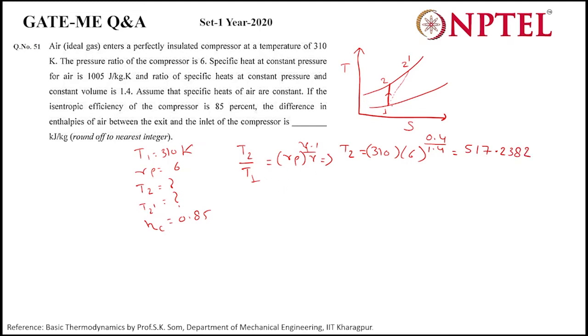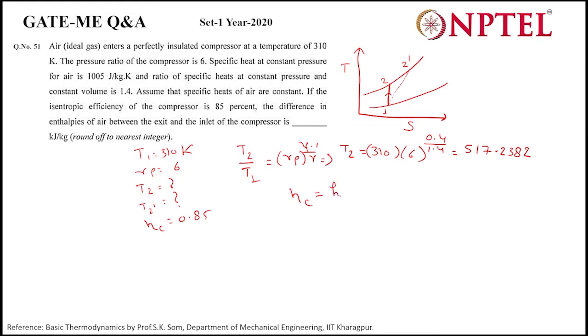Now coming to this 2 dash value, how will we find it? Here the isentropic efficiency will come into the picture. Isentropic efficiency for the compressor is the ratio of the enthalpy difference for the ideal. It means we have to give less power input to the compressor for the isentropic process, and more power for the irreversible process, and the reverse will happen for a turbine, but here it is a compressor, so we will write that accordingly.